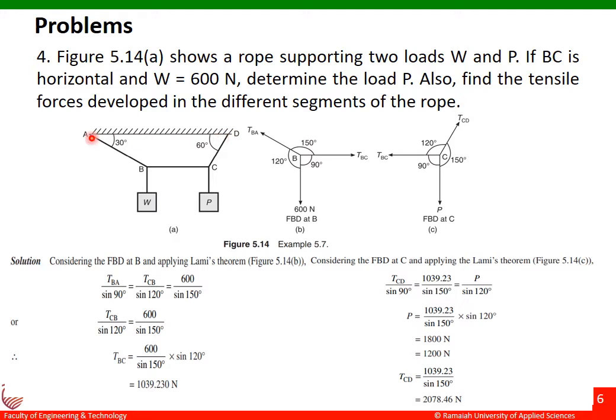Let me explain the figure first. This is my ceiling, and this is the cable which is holding the weight W, and this is also one more cable. As mentioned in the question, BC is horizontal, and there is one more mass coming downward, taken as P, and there is a cable CD connecting to the ceiling. The angle made by the ceiling and rope AB is 30 degrees, and the angle made by the ceiling and rope CD is 60 degrees.